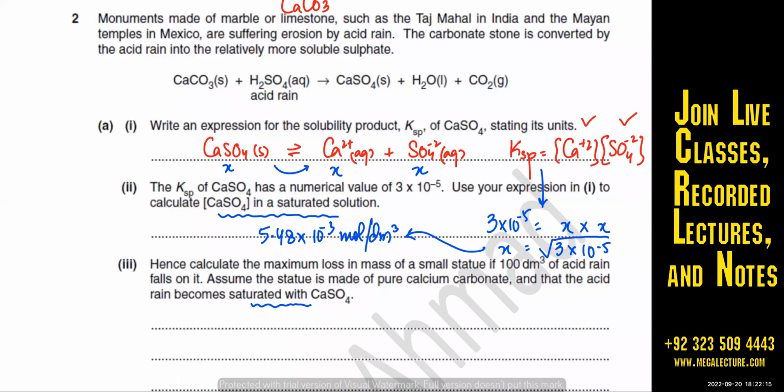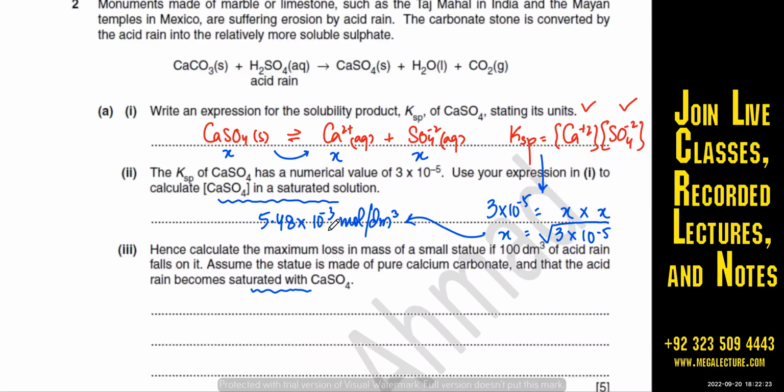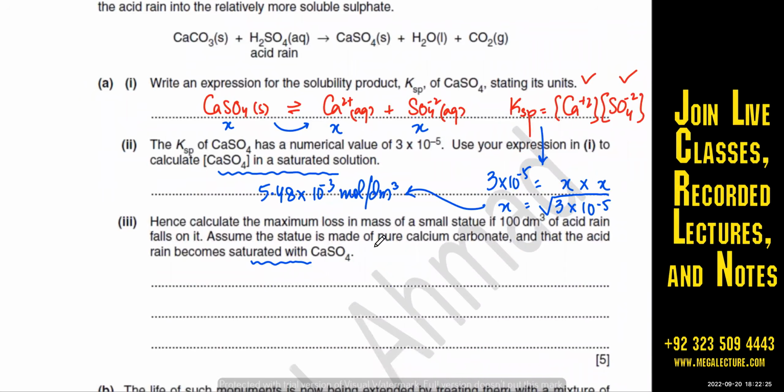So the first thing is, if it becomes saturated, what is the maximum concentration that saturated calcium sulfate can have? It's going to have 5.48 times 10 power minus 3. So you know the concentration of calcium sulfate. You know that if it becomes completely saturated, it will be 5.48 times 10 power minus 3 mole per dm cube.